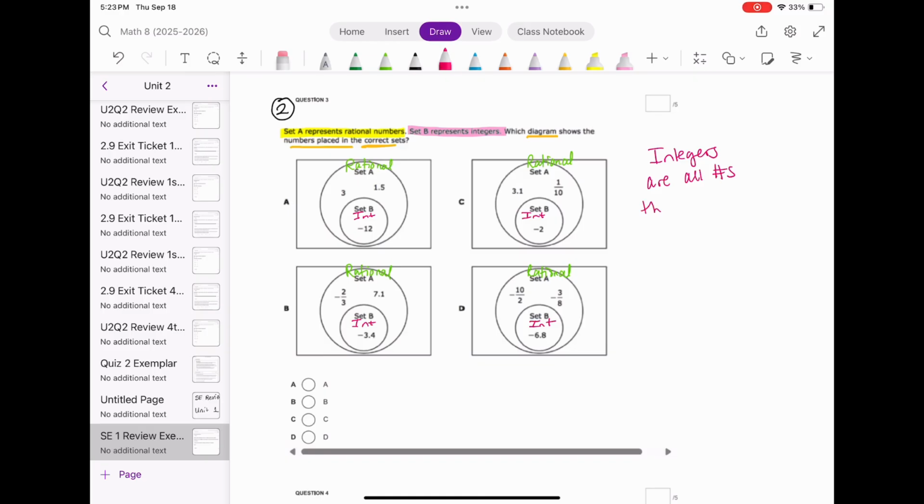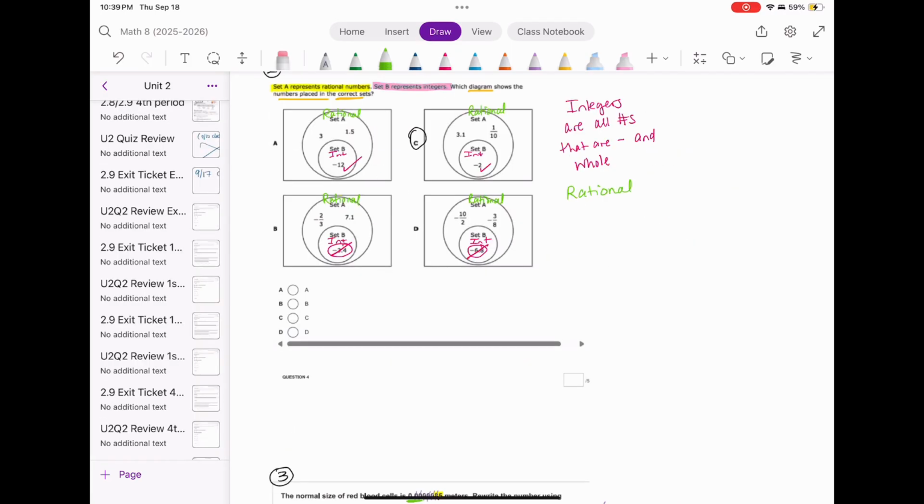So we can already start looking at the answer choices, and we see that letter D, the integer is negative, but it's 6.8. We cannot count 6.8 with fingers, so we can say that's not the answer. And then letter B, 3.4, we can't count 3.4 with fingers, so that's not the answer. A and C, we can do 12, and we can do 2, right? We can count those numbers with our fingers, so those are a possibility.